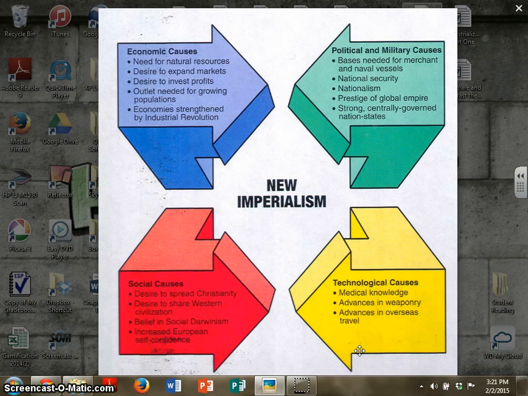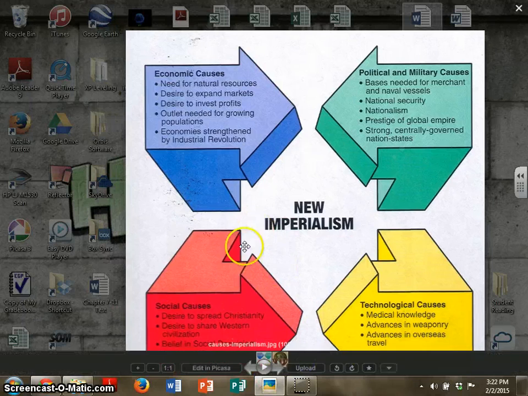These notes are on new imperialism, and for us to understand World War I, we've got to understand new imperialism because imperialism is definitely a cause of World War I. And so what we're going to do is talk about the causes of imperialism. There's four major causes, and underneath those causes is some information that we need to know. We're going to go in clockwise fashion, kind of like this way, and talk about each one.